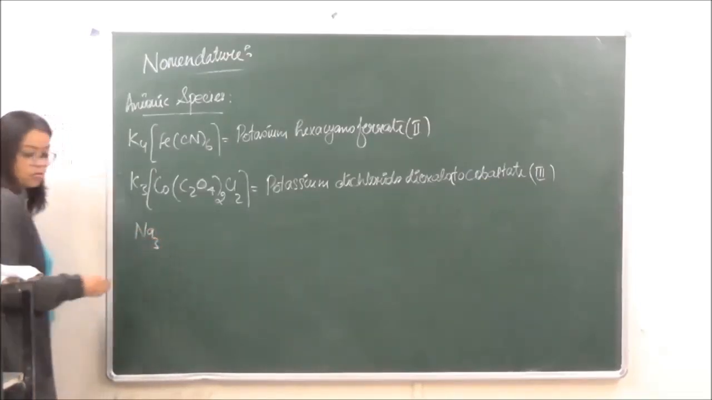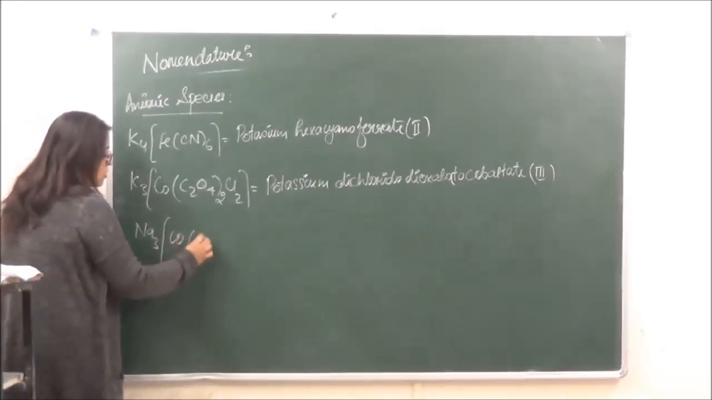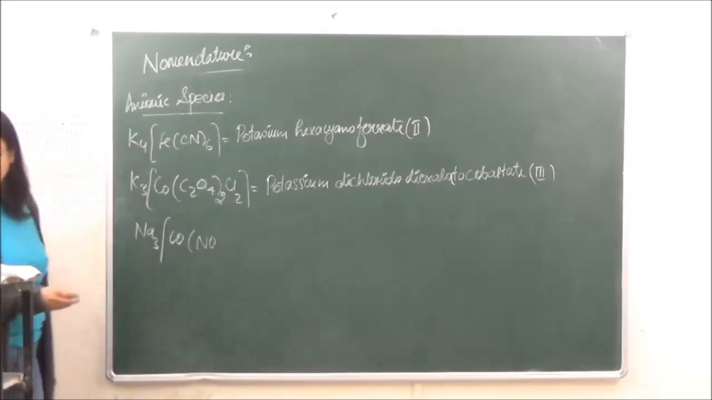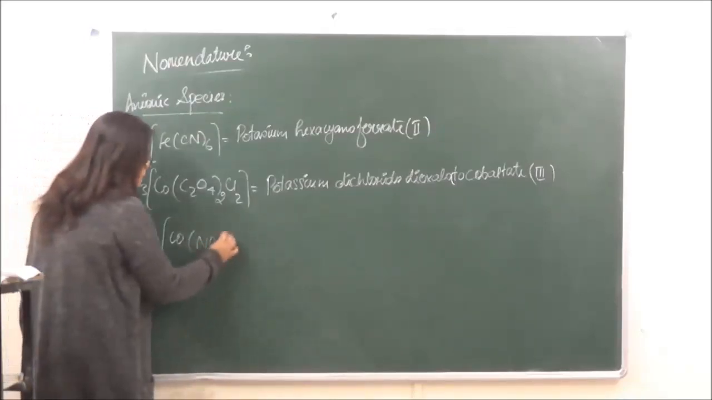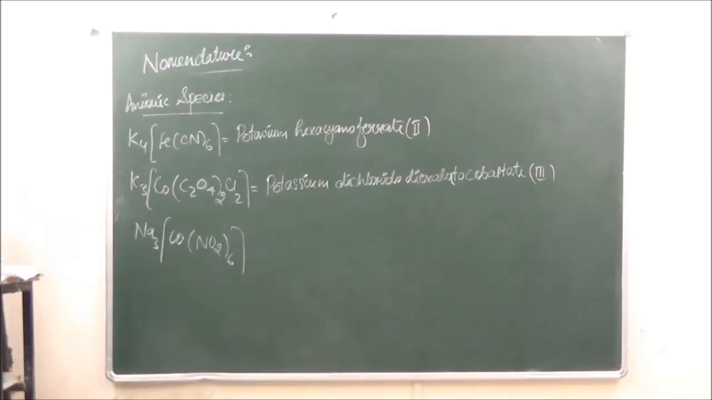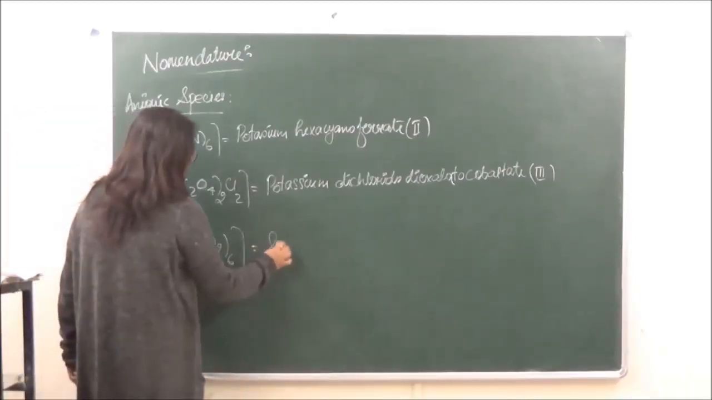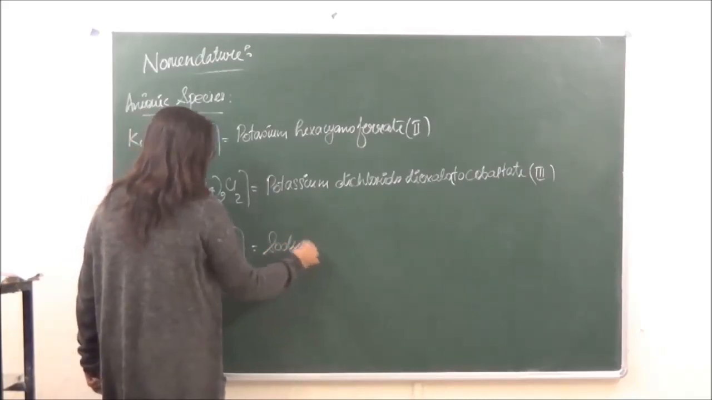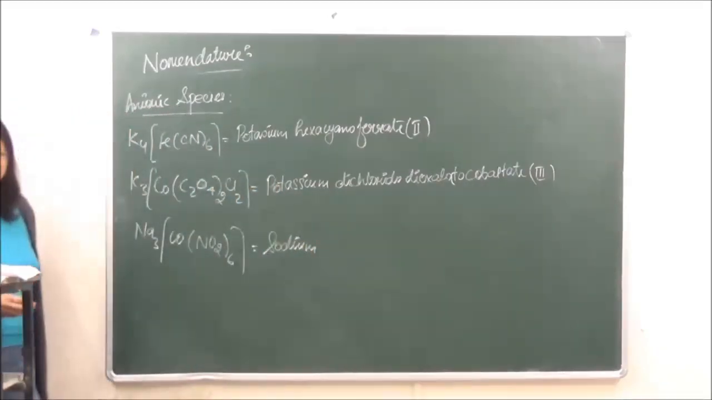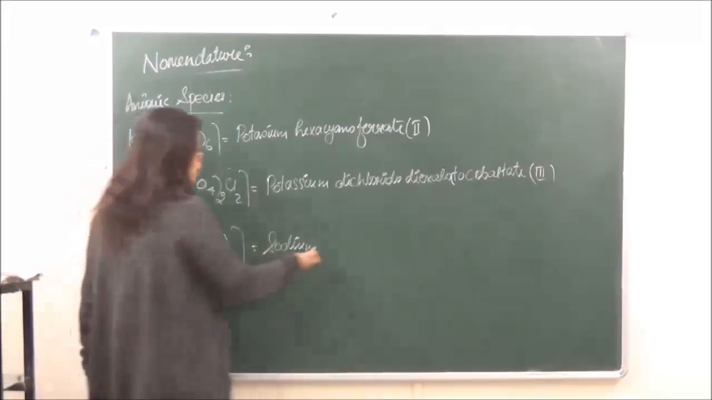Let's take another example over here. We have Na3 Co NO2 whole 6. Okay, what will be its name? The counter ion over here is sodium, so you write sodium, okay, and we have hexanitro. You can also write it as nitrito N or you can also write it as nitro, both are correct.